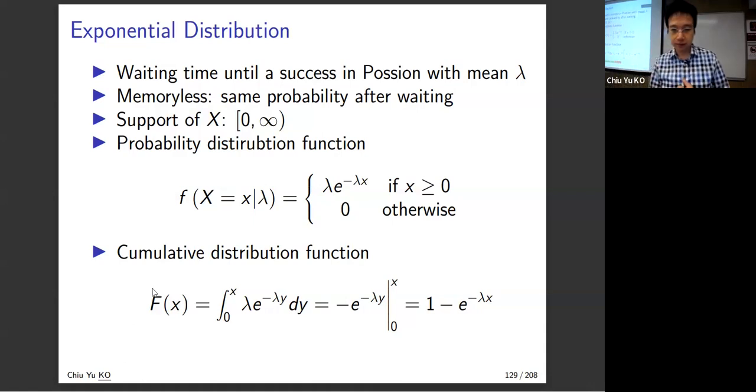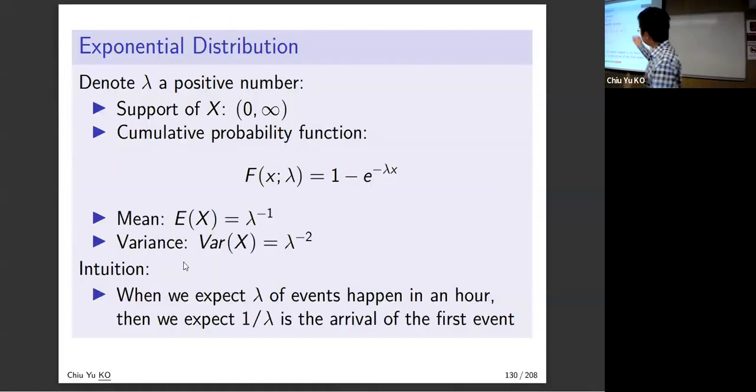So the purple box simply gives you the idea of what you need to remember: the cumulative F and the mean and variance.